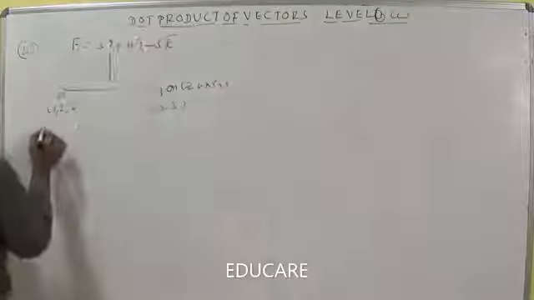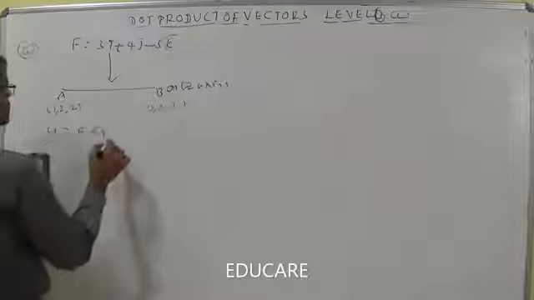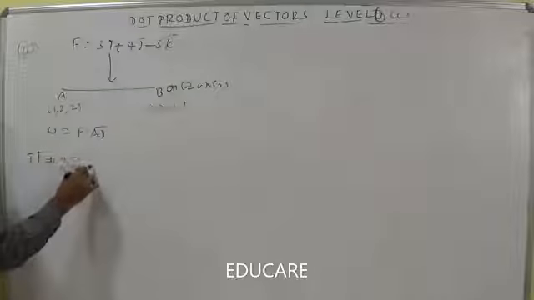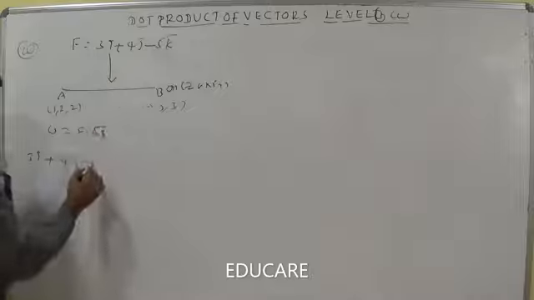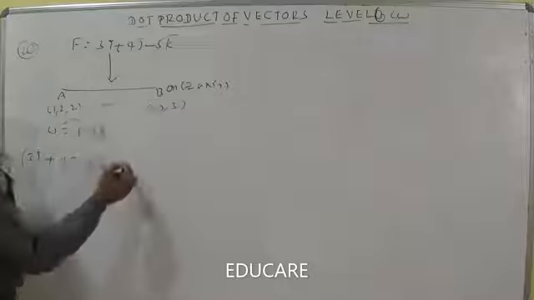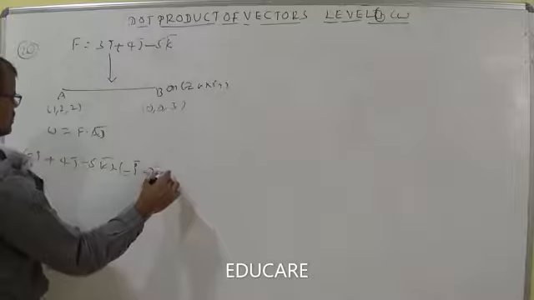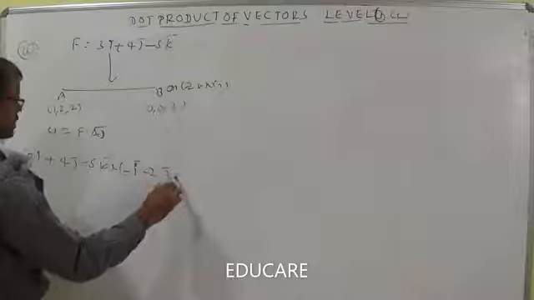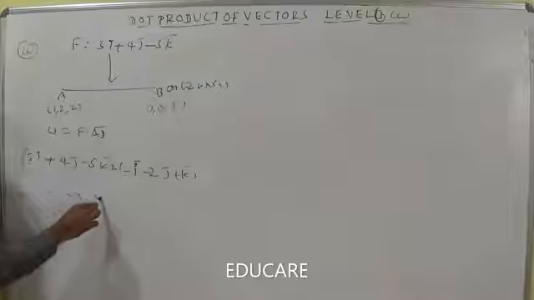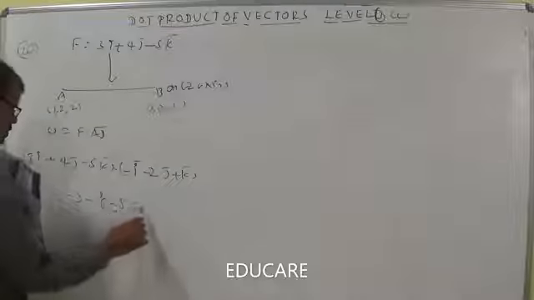Now work done W is equal to F dot AB. W is equal to F dot AB. F means 3i plus 4j minus 5k, dot OB. This is minus i minus 2j plus 3k minus 2k, it becomes k. Now you write this as minus 3 minus 8 minus 5.